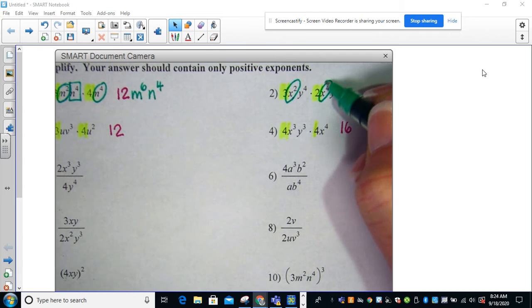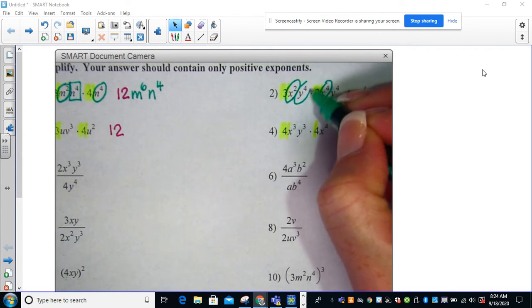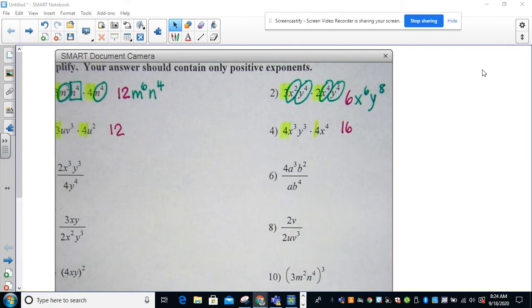Here, let's look at the x's. X squared, x to the fourth. That's x to the sixth. And then y to the fourth is y to the eighth. Again, we are adding the exponents.